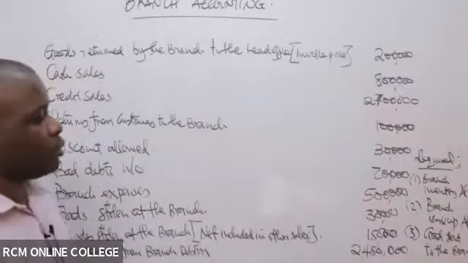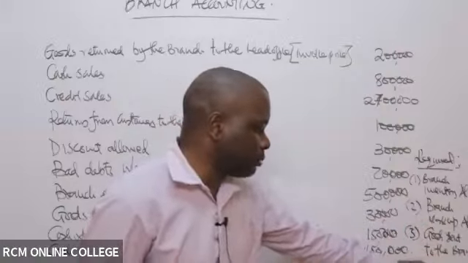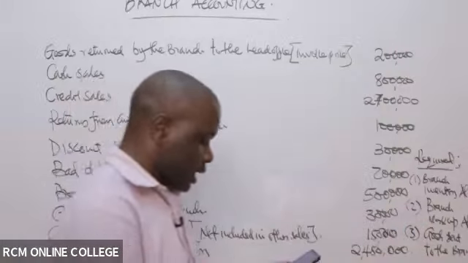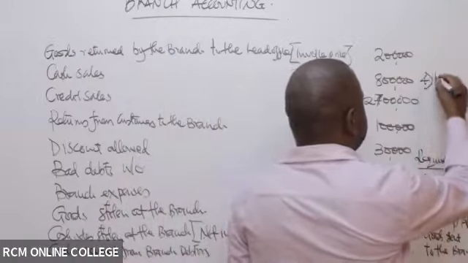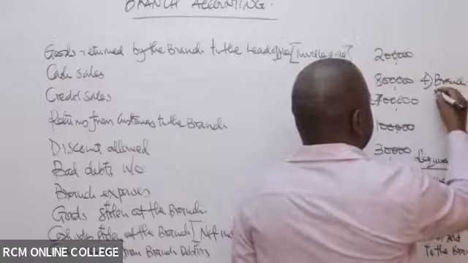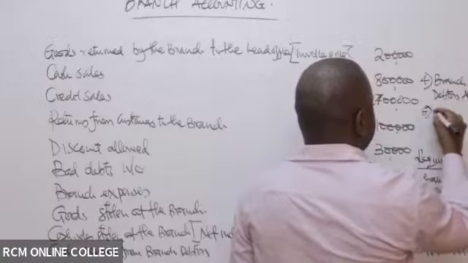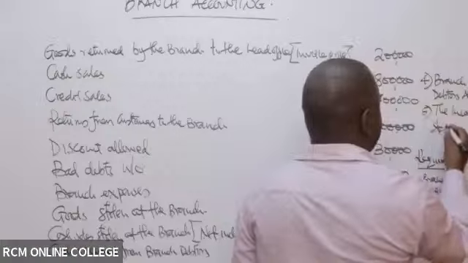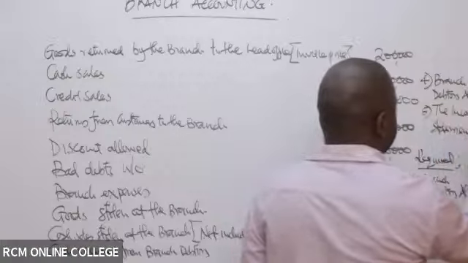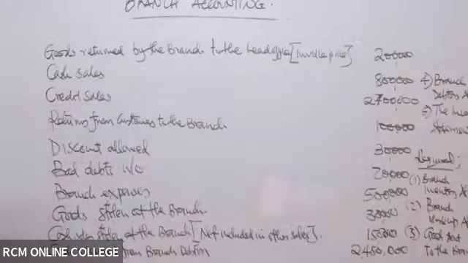So number one, what they require to prepare is the branch inventory account. Number two, the branch markup account. Then the goods sent to the branch account. Then number four, the branch debtors account. Then number five, the income statement, or the statement of P&L. So these are the ledger accounts they want you to end up preparing. That is what they required from the question we have.